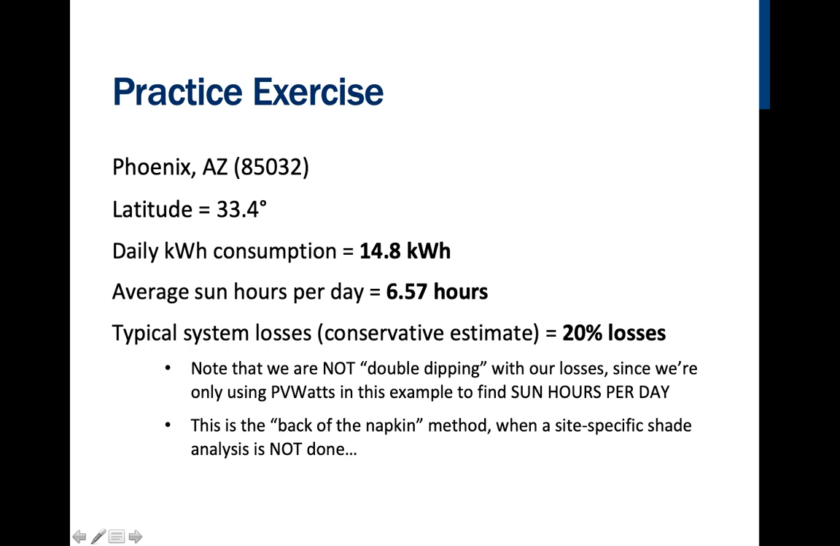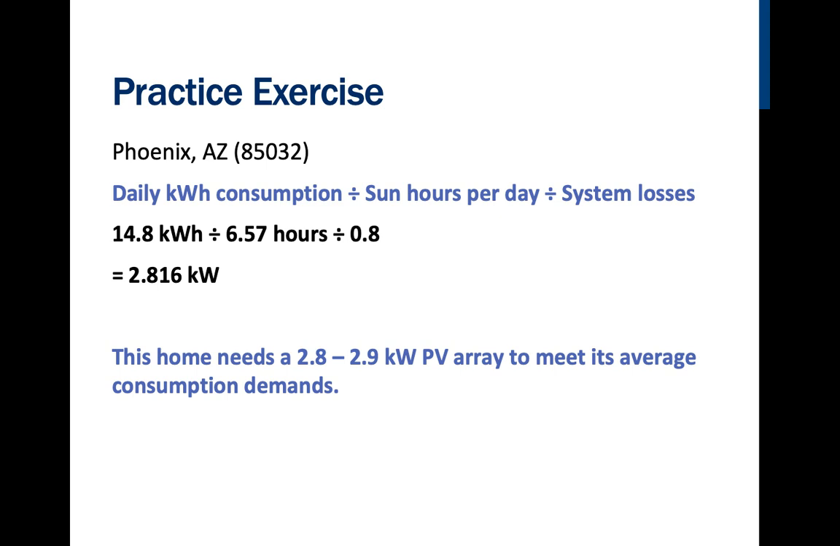I'm still going to use my 20% losses. So I take my 14.8 kilowatt hours per day, divided by my solar resource, 6.57 hours per day, divide by 0.8 to bump it up 20%. So I would need a 2.8 kilowatt system to meet my needs.